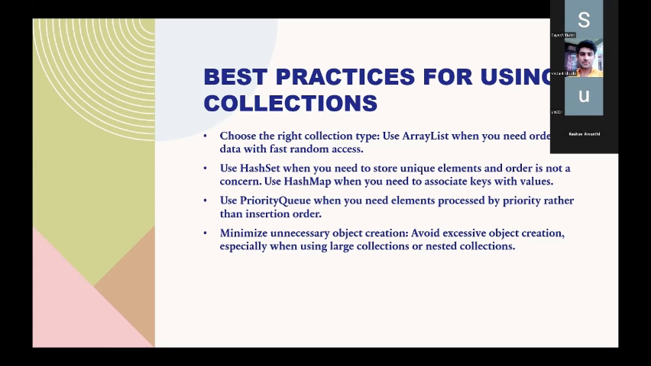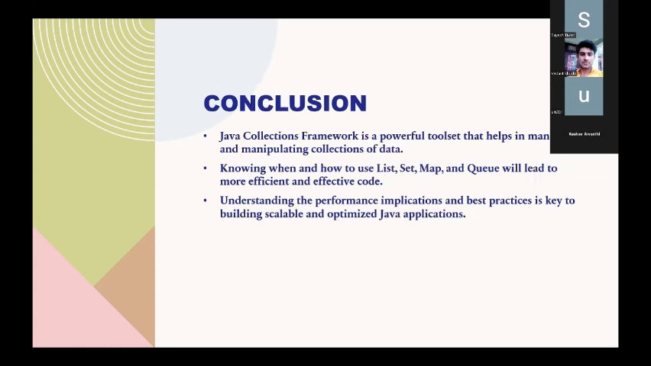So these are a few best practices a programmer must follow while working with the Java collection framework, and moreover with the Spring Boot mechanism. Now, what is the conclusion of the collection framework? A collection framework is a powerful tool set that helps in managing and manipulating collections of data. Knowing when and how to use list, set, map, and queue will lead to more efficient and effective code. And understanding the performance implications and best practices is key to building scalable and optimized Java applications.